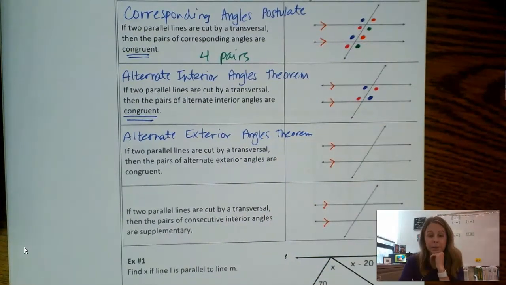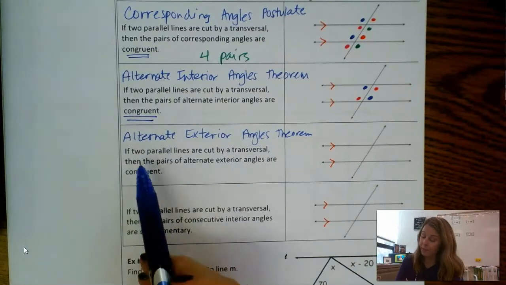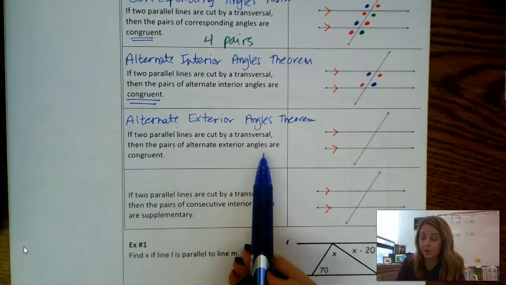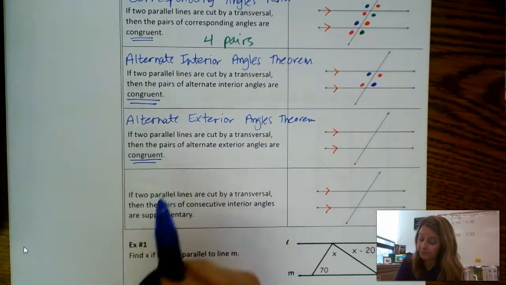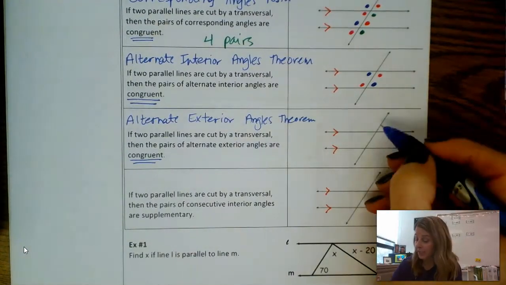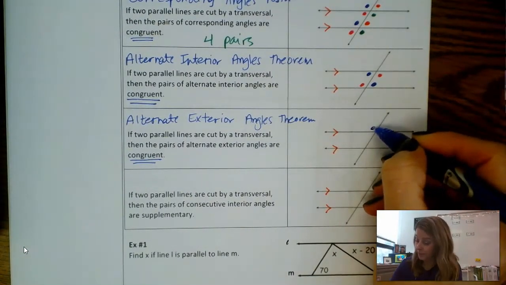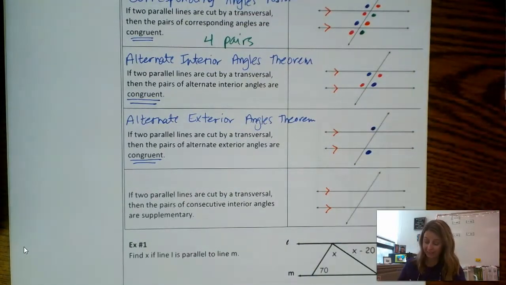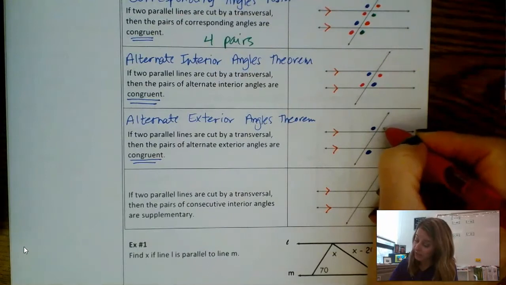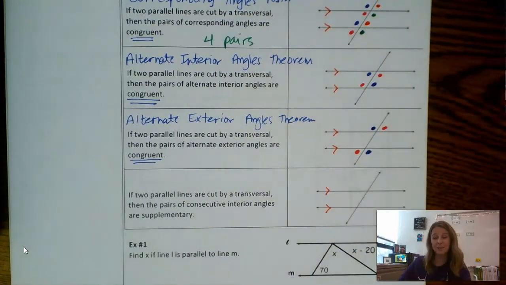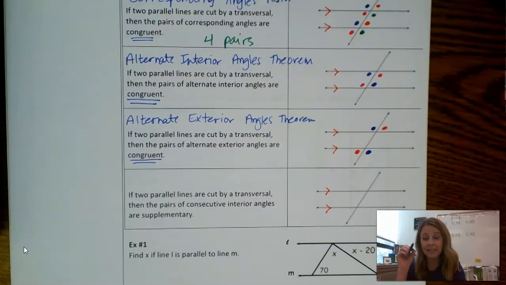Alternate exterior angles theorem. If two parallel lines are cut by a transversal, then the pairs of alternate exterior angles are congruent. So we kind of have a congruent theme going on. Alternate exterior. Let's see, one set would be these two blue dots, and then the other set would be the two in pink. And again, you can see, if you look at the size of the angle opening, it should be about the same on both.